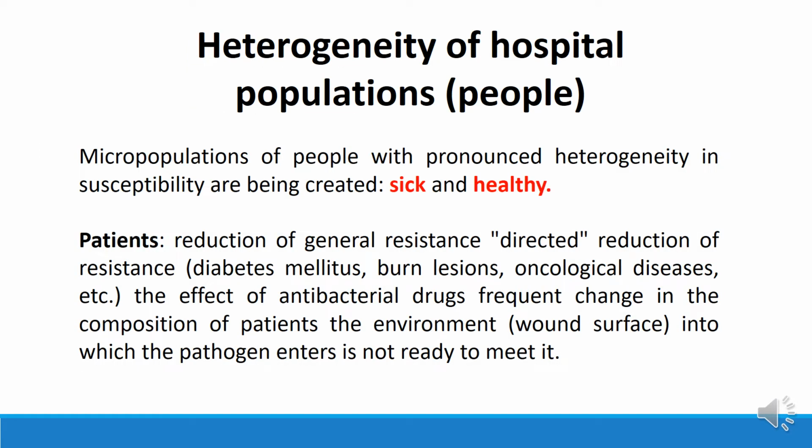Heterogeneity of hospital populations of people. We should understand that micropopulations of people with pronounced heterogeneity in susceptibility are being created, sick and healthy patients. Reduction of general resistance, directed reduction of resistance. It may be various pathological conditions, the effect of antibacterial drugs, frequent change in the composition of patients. The environment into which the pathogen enters is evolutionarily not ready to meet it.